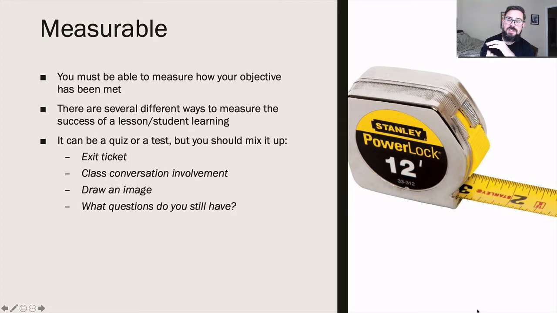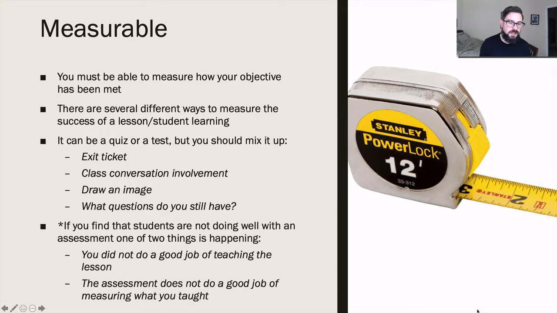But really, any of these means are important ways of quick and easy assessment, something that we will talk about later. So the measurable part of writing an objective is what is the assessment you are going to incorporate. If you find that students are not doing well with an assessment, one of two things is happening, right? Either you did not do a good job of teaching the lesson or the assessment did not do a good job of measuring what you taught. So again, when we talk about assessments, we'll go into a little bit more detail here, but you need to determine what's going on when students are not being successful and when what you're measuring isn't turning out to be what you'd hoped for.